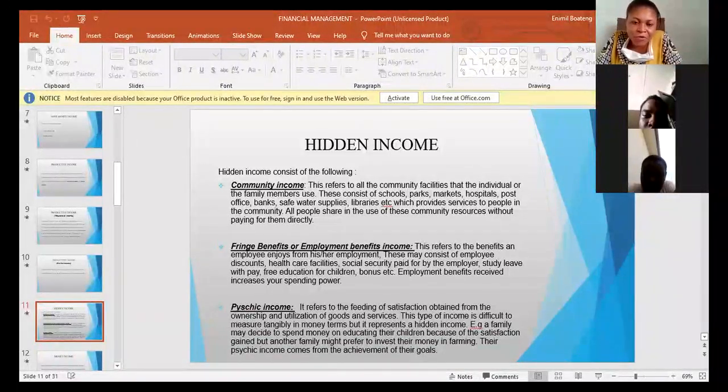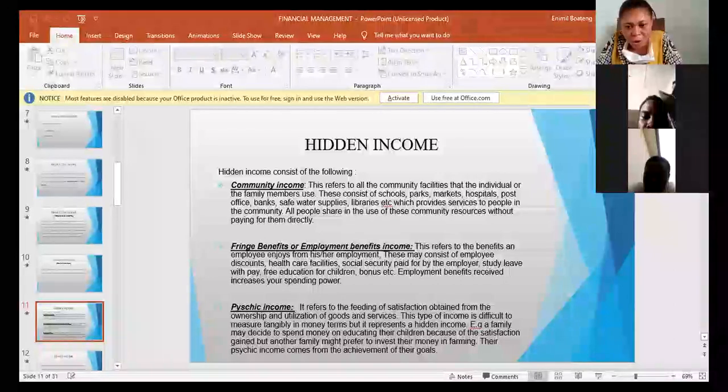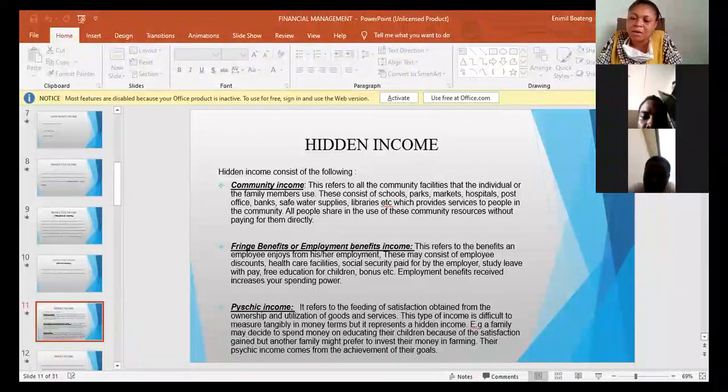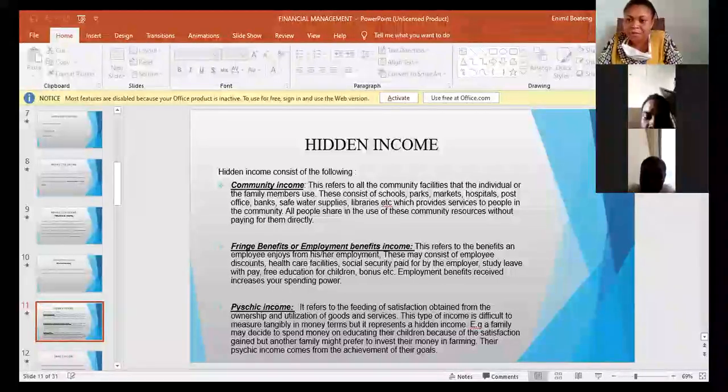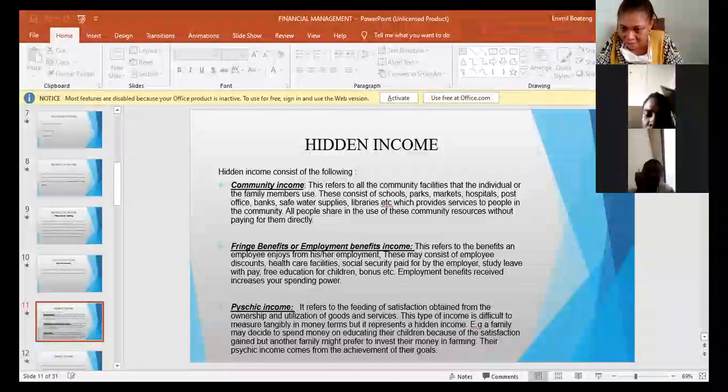The next one is fringe benefits or employment benefit income. Now, this also refers to the benefit an employee enjoys from his or her employment. There are some facilities or institutions that when you are working there, you enjoy some benefits. Let's just cite an example using Sonrise. All the staff living on campus, we are enjoying accommodation facility. That is an example of a fringe benefit.